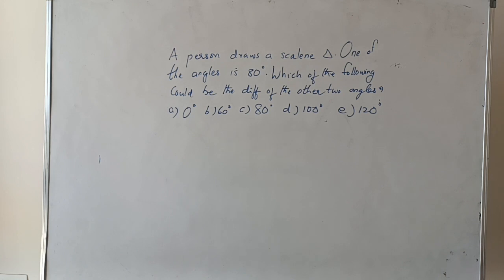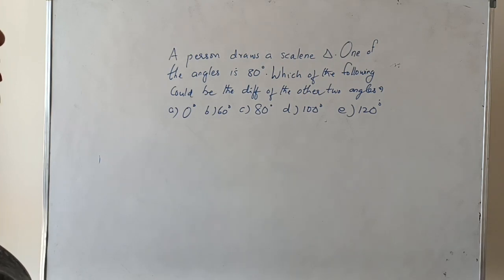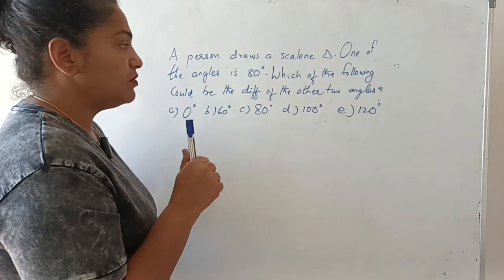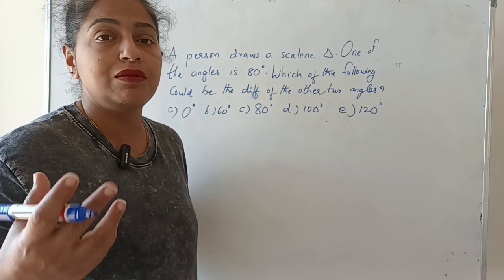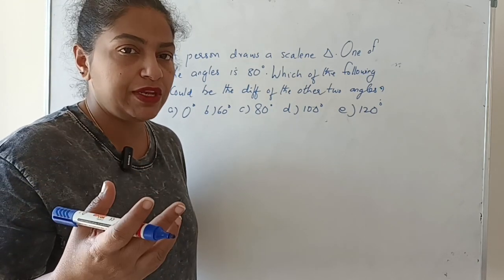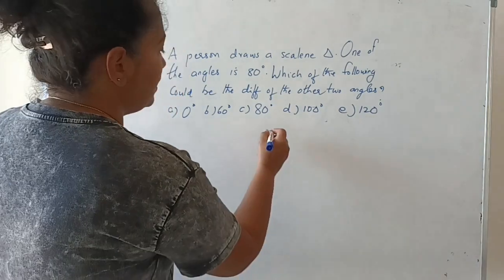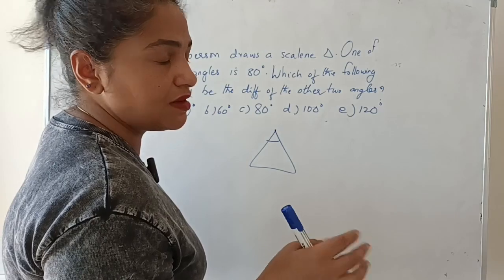Let us have a look at this sum. A person draws a scalene triangle. One of the angles is 80 degrees. Which of the following could be the difference of the other 2 angles? Now for this particular sum, when you are given an MCQ and you feel that you can eliminate the values, always go for elimination, because it is a faster and better way to figure out the answer. Now scalene triangle means all the angles are different.